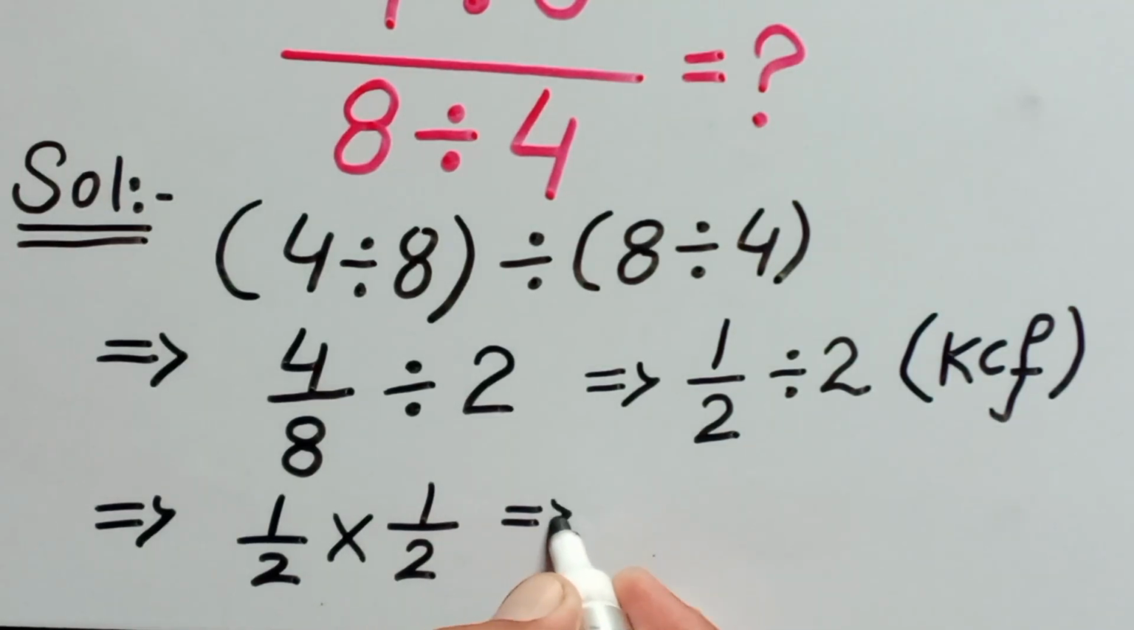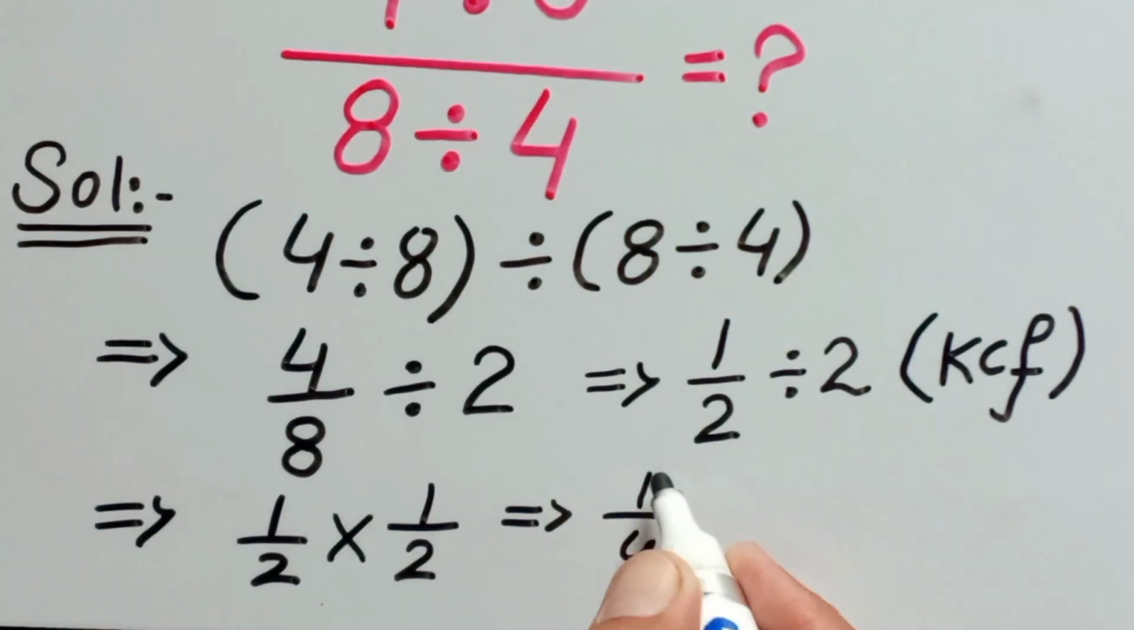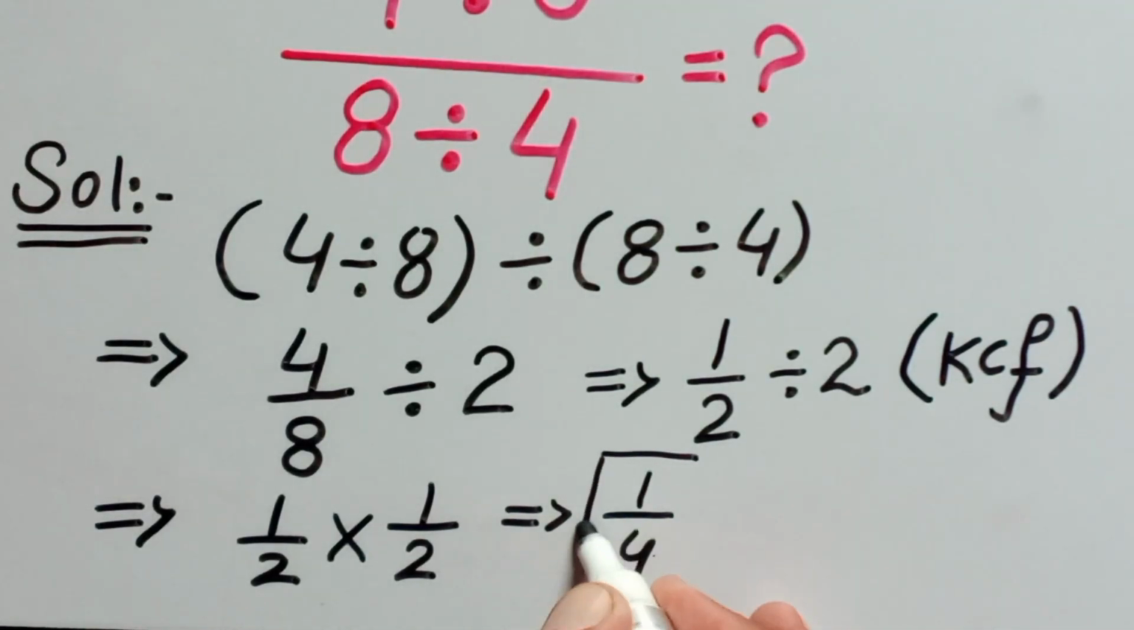Further simplifying, when we multiply, the answer is 1 over 4. This is the final answer of this expression.